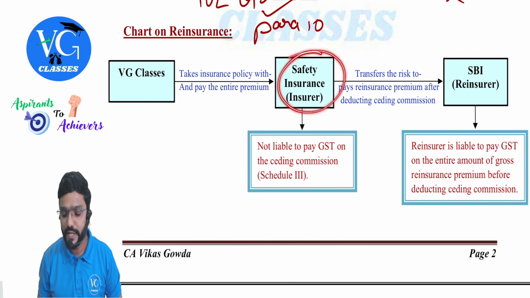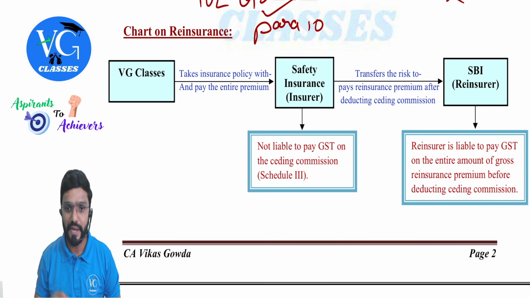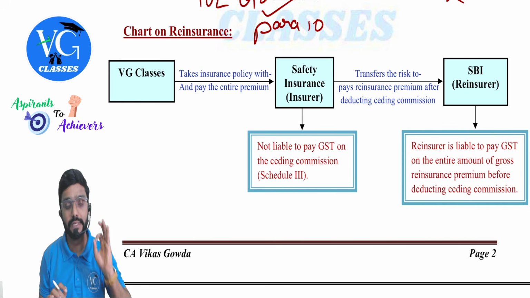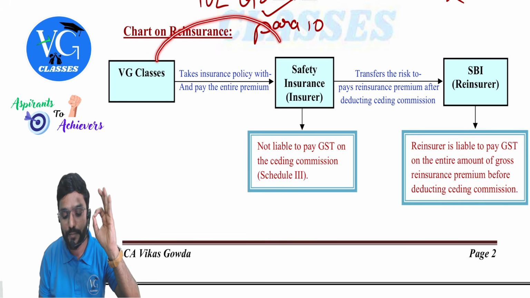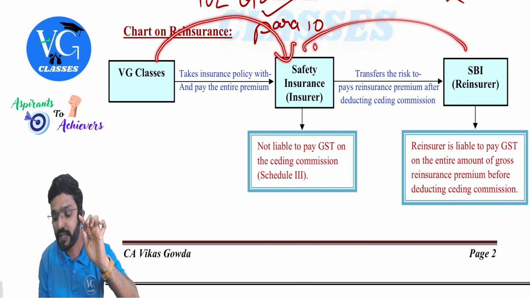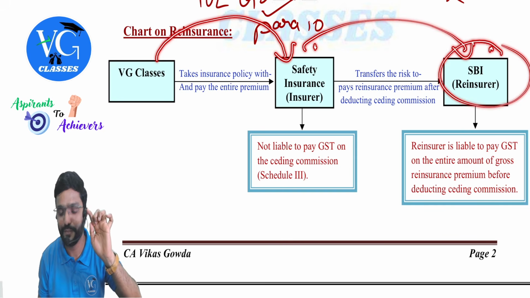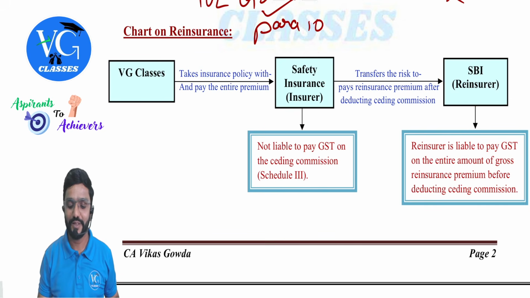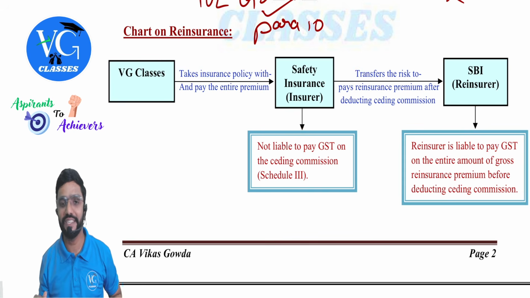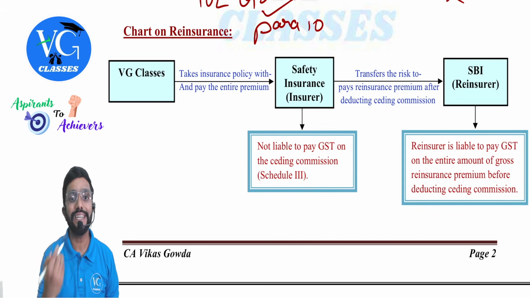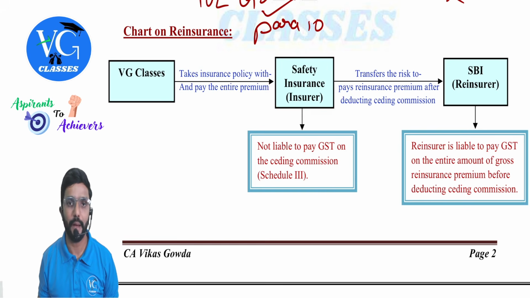So you can see Safety Insurance transfers the risk to SBI and pays the reinsurance premium after deducting the ceding commission. Means, guys, listen. VG Classes pays the entire premium to Safety. But now, as Safety Insurance has shifted the risk to SBI, who should get the premium? SBI. But will SBI get the entire premium? No, sir. Because Safety Insurance is the one who got the client, collected the amount, and is transferring the risk to SBI, right? So they should also get something. Yes. So that is called ceding commission or reinsurance commission, guys.